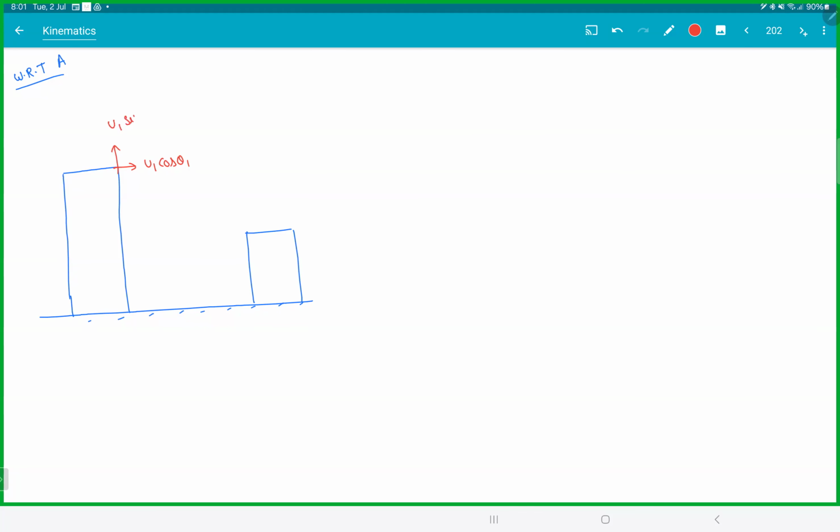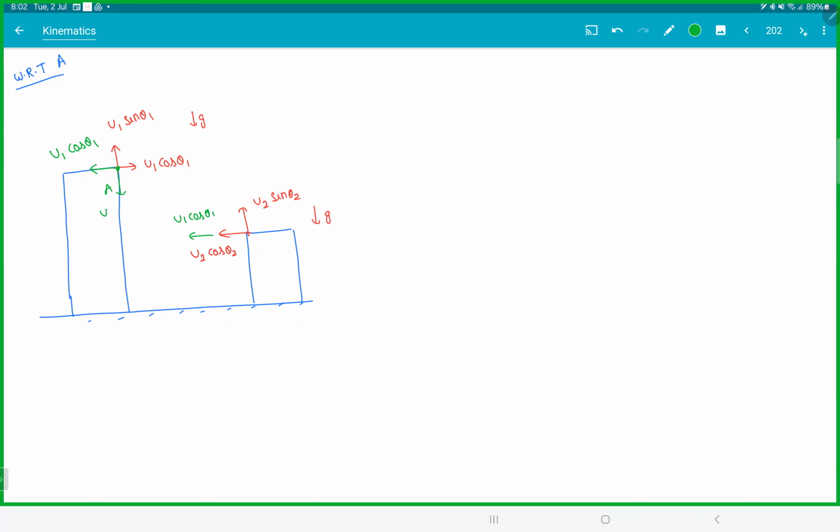This was u1 sine theta 1. This was u2 cos theta 2. This was u2 sine theta 2. You also have acceleration g on each. So you want to stop A, which means I need to add u1 cos theta 1 backward. I need to do the same thing here also. Whatever I do to A, I have to do the same thing to B.